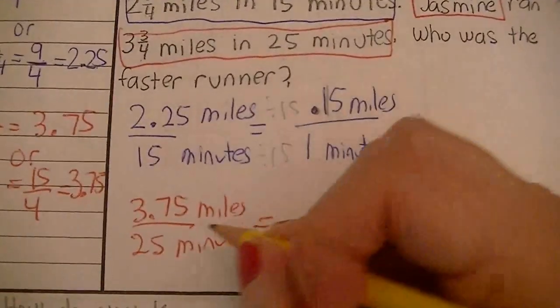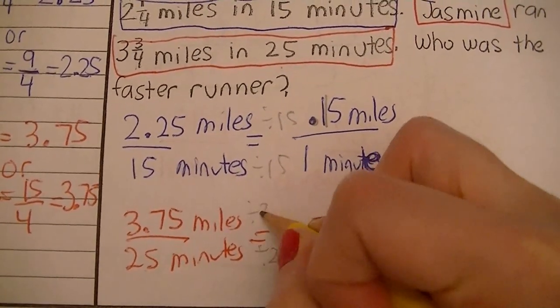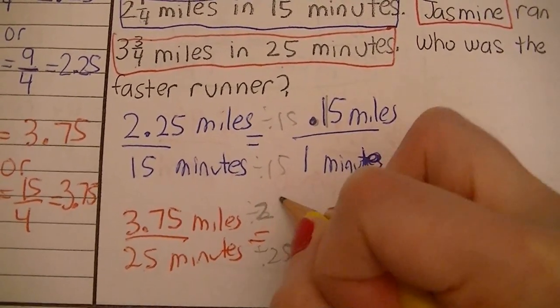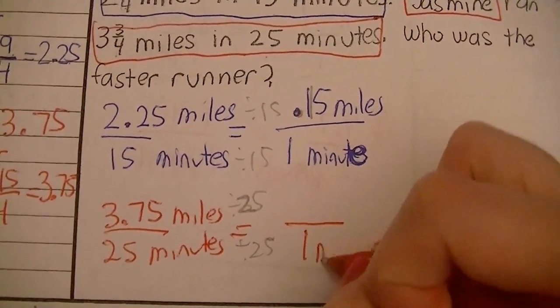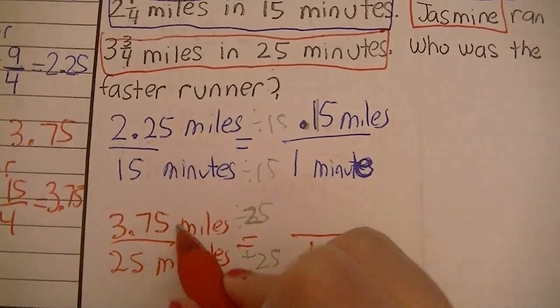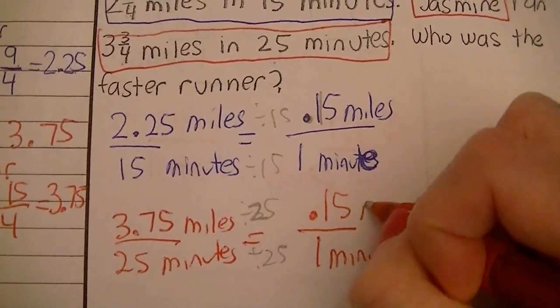Okay, and right here we're going to have to go 25 divided by 25, and then 3 and 75 hundredths divided by 25 to get our unit rate. 3 and 75 hundredths divided by 25 is 15 hundredths miles.